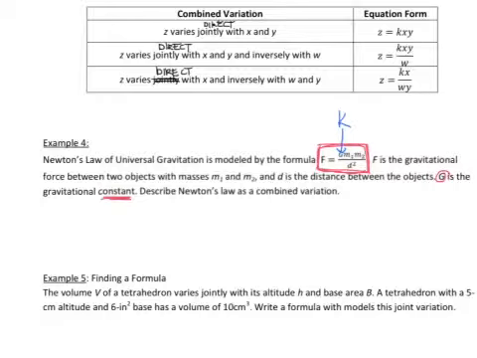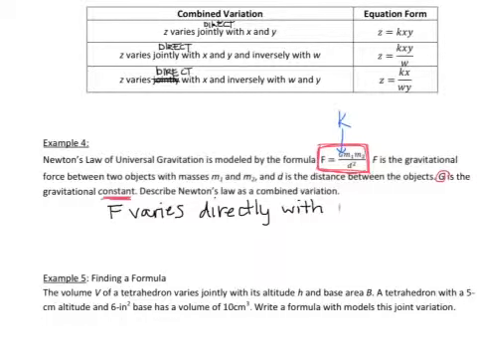So I'm going to start it off like it did up here. It says Z varies. So instead of Z, what will I have? F. So I'm going to say F varies. All right. How does F vary with M1 and M2? Directly. Or you could say jointly if you wanted to. Directly with M1 and M2.